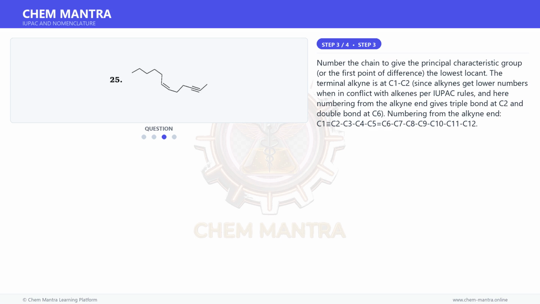Number the chain to give the principal characteristic group, or at the first point of difference, the lowest locant. The terminal alkyne is at C1, C2, since alkynes get lower numbers when in conflict with alkenes per IUPAC rules, and here numbering from the alkyne end gives the triple bond at C2 and the double bond at C6. Numbering from the alkyne end, C1, C2, C3, C4, C5, C6, C7, C8, C9, C10, C11, C12.